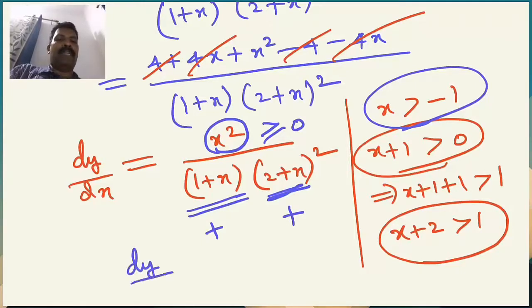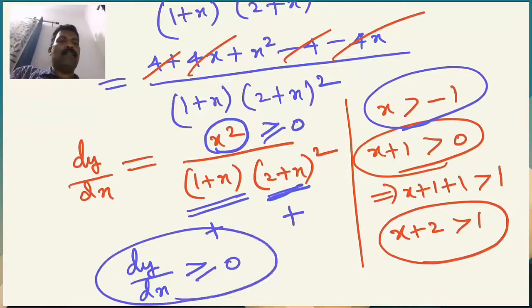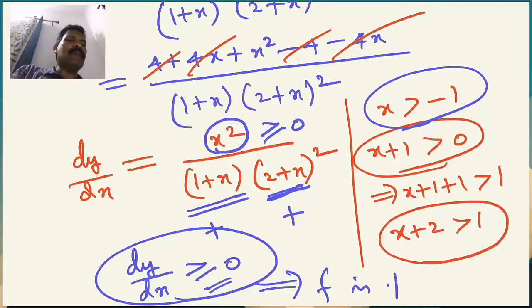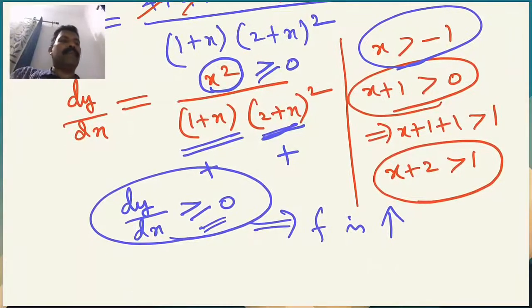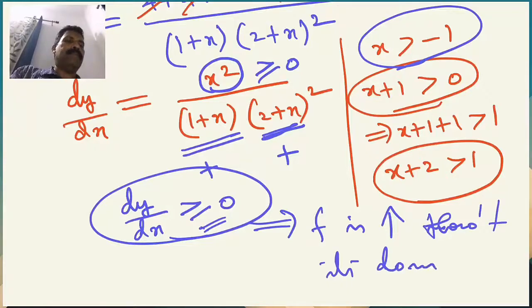So simply speaking, we have dy by dx greater than or equal to 0, which means the given function is increasing. We cannot say strictly increasing here because equal to 0 is also possible, so we can say that f is increasing. That's what was to be proved. So we could prove that the function is increasing throughout its domain.